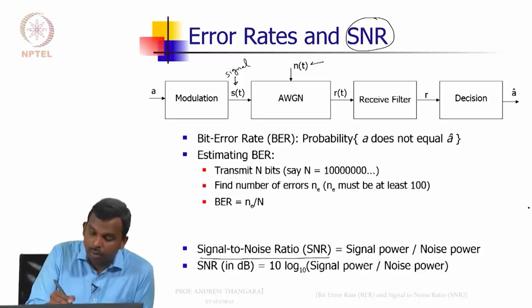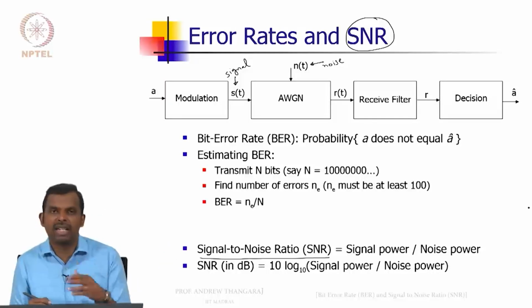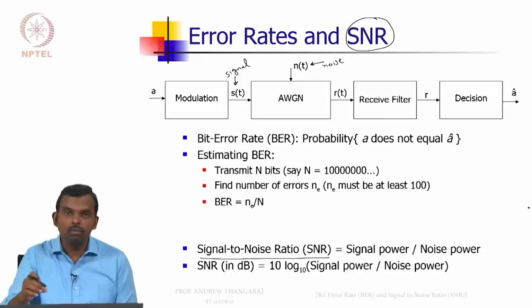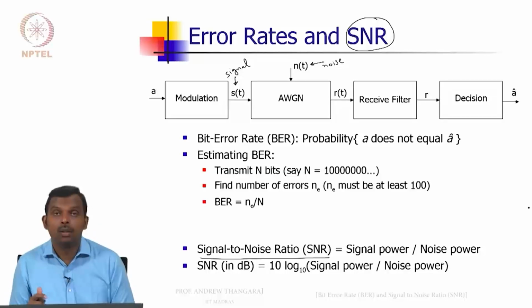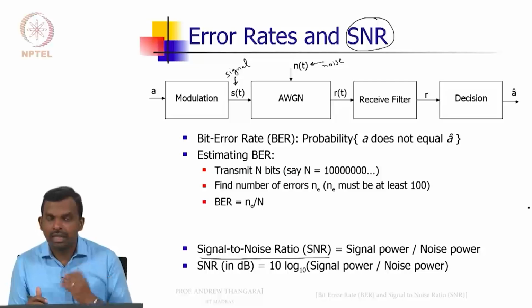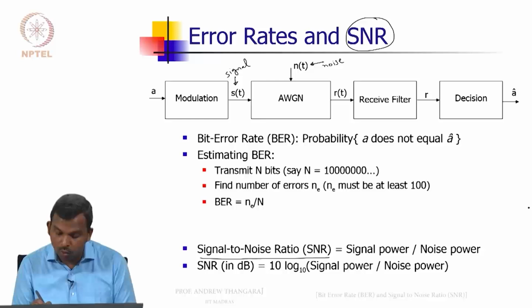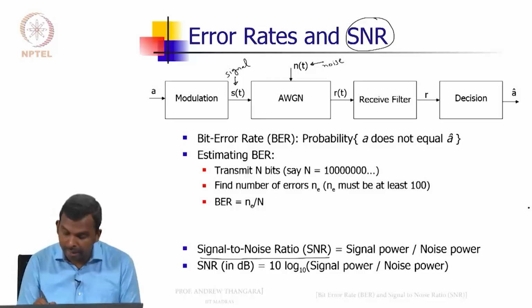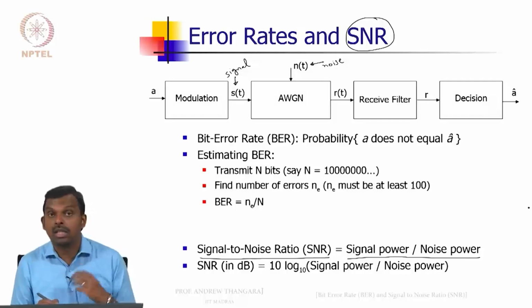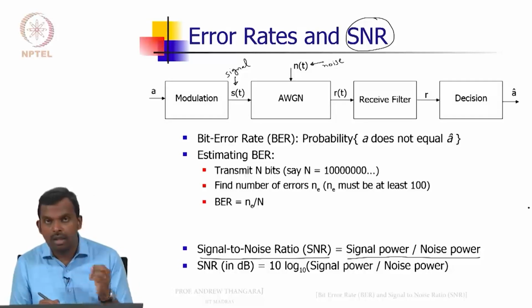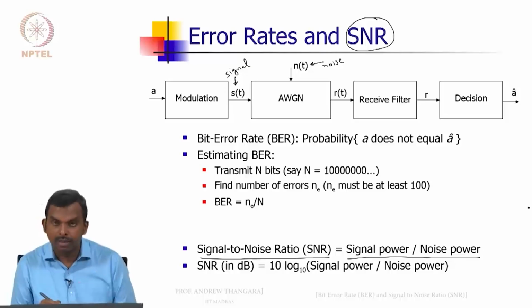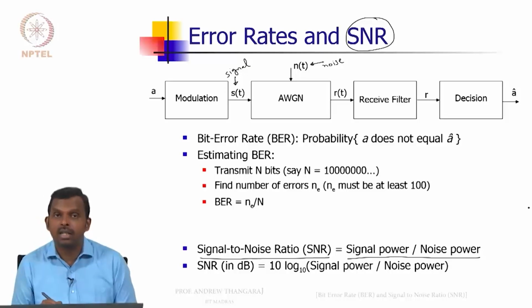In a similar way, one can also define power for the noise signal. Remember, because noise is probabilistic, one has to take expected values, but nevertheless one can define a notion of power for the noise as well. Now, the ratio of these two powers, signal power divided by noise power, is defined as the signal to noise ratio. The signal to noise ratio has no units, power by power it cancels. And typically signal to noise ratio is reported in dB scale.